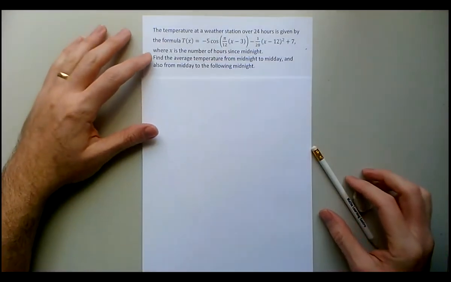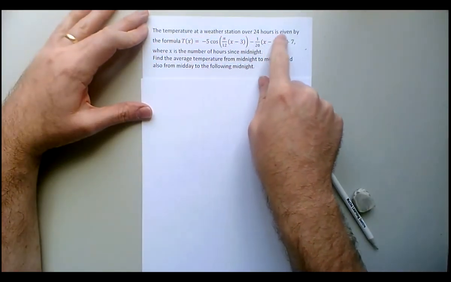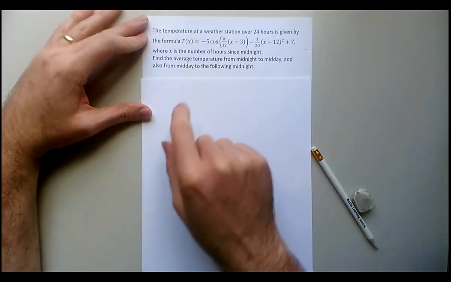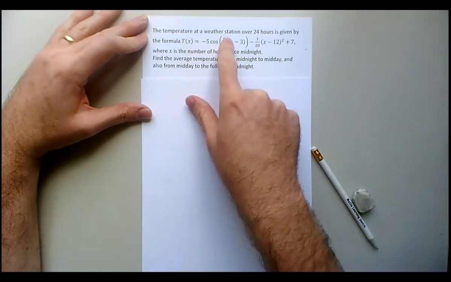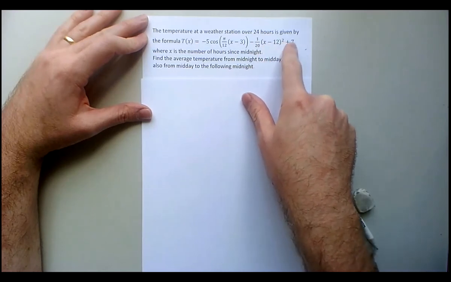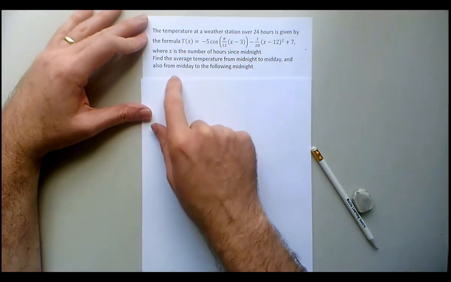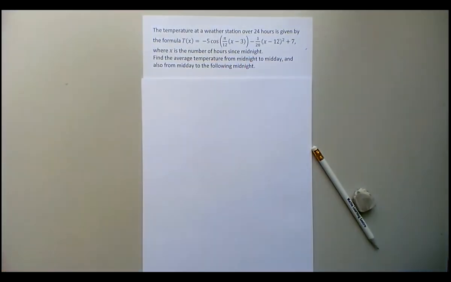Got a problem here. It's got lots of words, so I'll read it. The temperature at a weather station over 24 hours is given by the formula T of x equals minus 5 cos of pi on 12, x minus 3, minus a 20th of x minus 12 squared plus 7, where x is the number of hours since midnight. Find the average temperature from midnight to midday and also from midday to the following midnight.